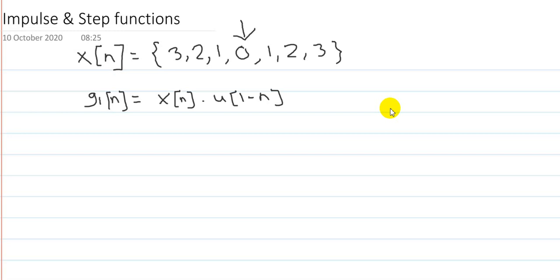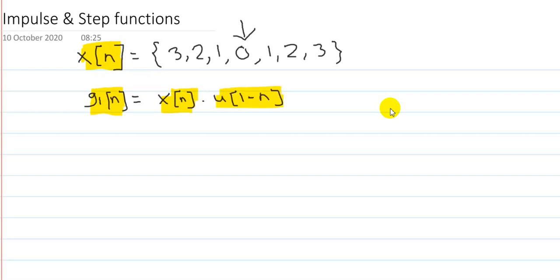Okay, let me start with the first question. In the first question, we are given a signal x of n. We know that this is a discrete time signal, and we are interested in plotting g1 of n. This is our required signal. How are we going to get g1 of n? We are going to get g1 of n by multiplying x of n with u of 1 minus n.